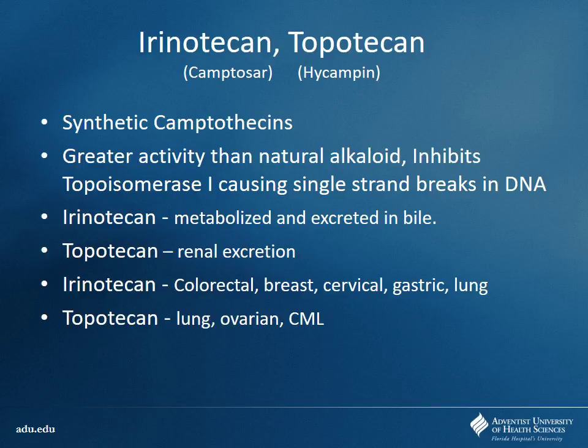Okay, next we have the irinotecan and topotecan. Again, these are going to be working to inhibit topoisomerase 1, again leading to those single strand breaks. Again, you can see used in lots of different types of cancers here. A little bit different in metabolism and excretion, but nothing too big there.